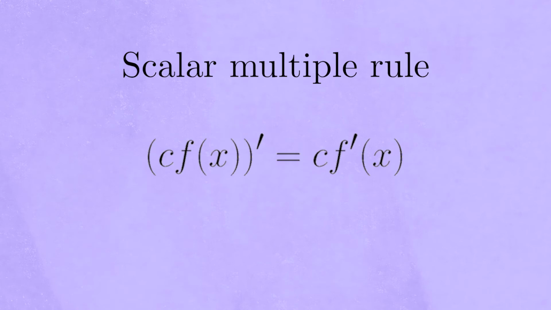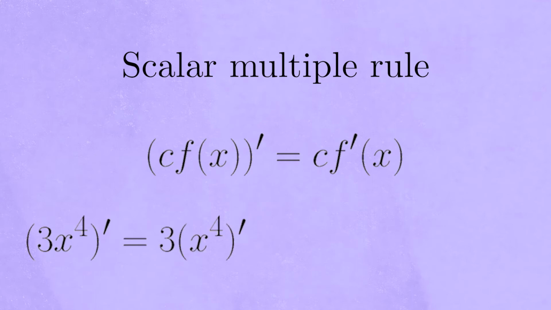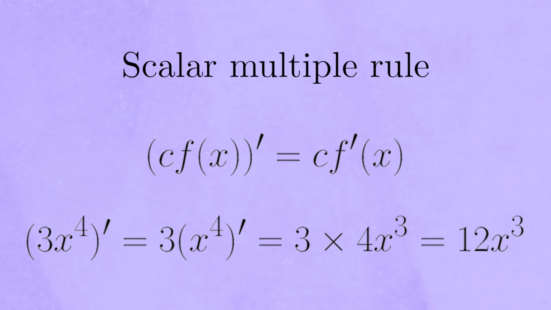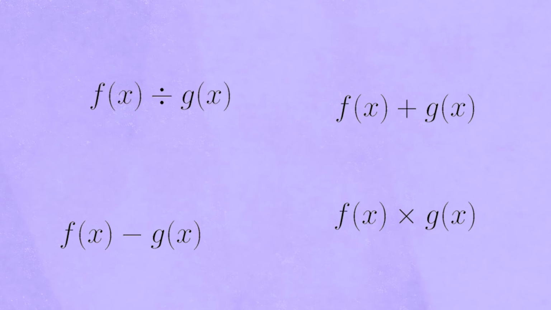Now we move on to some rules for differentiating complex functions that are built out of simpler functions. The following rules all assume that the derivatives of the simpler function exist. We start with a scalar multiple. The derivative of c f of x is c f prime of x. For instance, the derivative of 3x to the 4 is 3 times the derivative of x to the 4, which is 12x cubed.